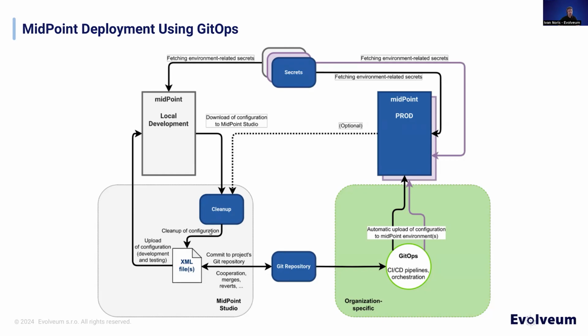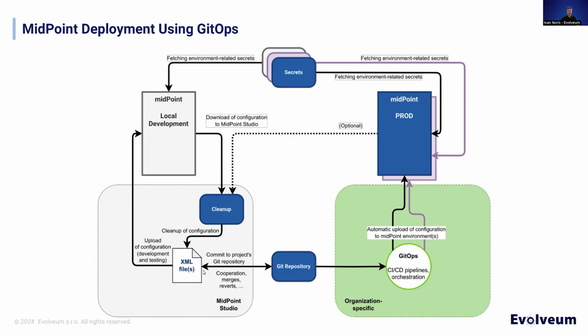So what the developer of the configuration of MidPoint can do is either create the XML files with the configuration and upload them to the local development MidPoint, test it and upload it again and so on. So working in iterations. Or you can modify the configuration directly in the user interface and download it to an XML file in MidPoint Studio. But you can do also the cleanup. So I will introduce here the cleanup in this presentation, because this cleanup helps you to have a better configuration, or let's say a more suitable configuration in these XML files, which you eventually put into Git.